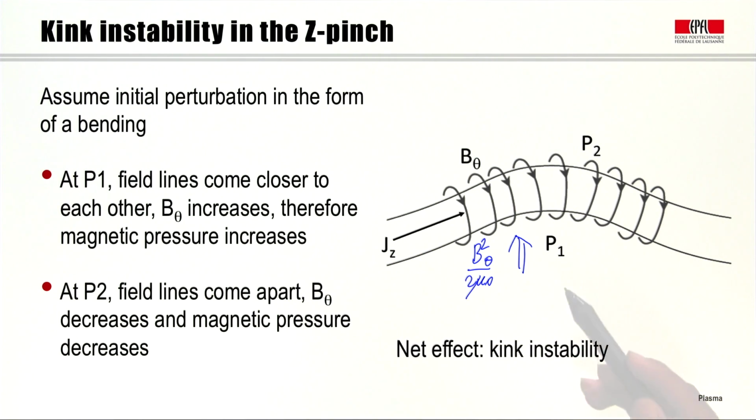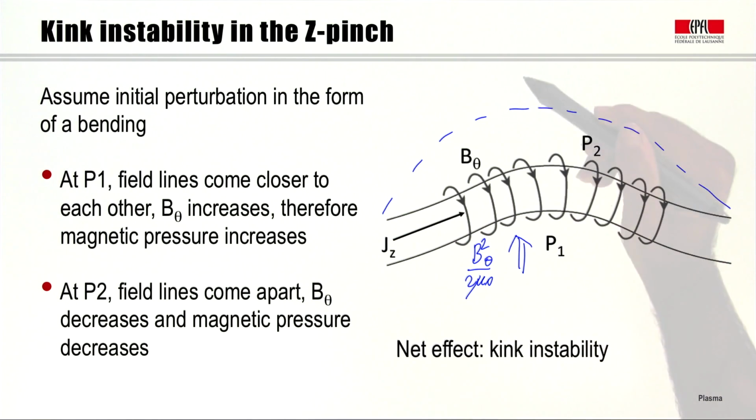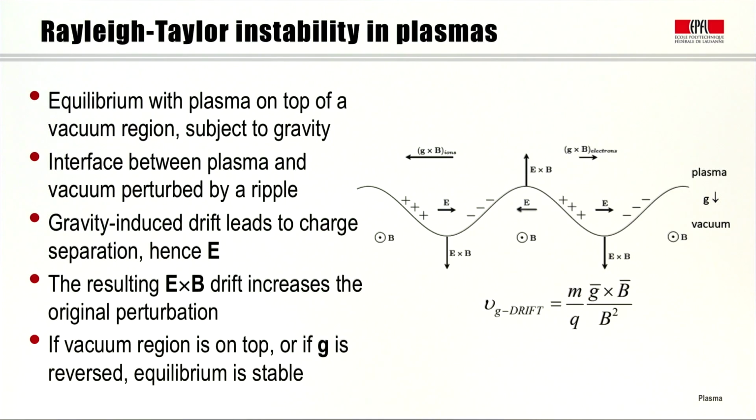So the net effect is the growth of the initial perturbation. The plasma is pushed up. The net effect is the kink instability. A third example of instability is the Rayleigh-Taylor instability in plasmas.